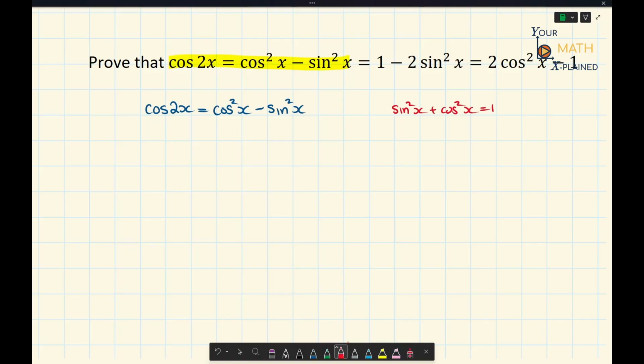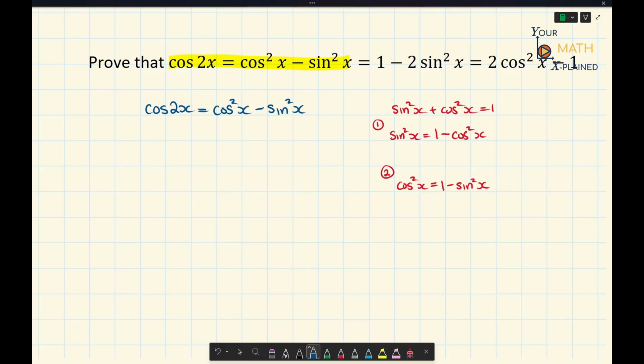So what we're going to do is isolate sine squared x. So then we get sine squared x is equal to 1 minus cos squared x. So this is one of our equations. Now we can do the same thing and isolate cos squared x. So if we do that, we get cos squared x is equal to 1 minus sine squared x. So this is going to be our second equation.